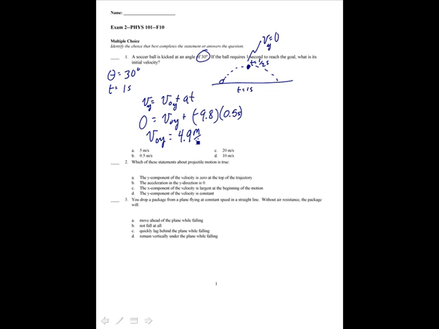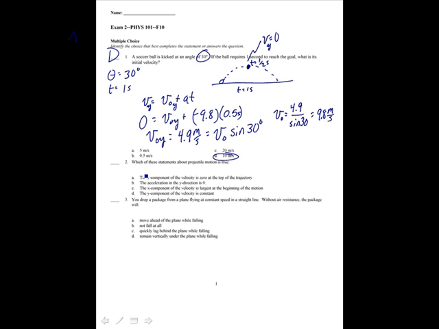per second. But that's my y component, and that's equal to v naught times the sine of the angle, which is 30 degrees. And I solve this for v naught. It's 4.9 over the sine of 30, and that's equal to 9.8 meters per second, which is 10. So that's D. Which of these statements about projectile motion is true?